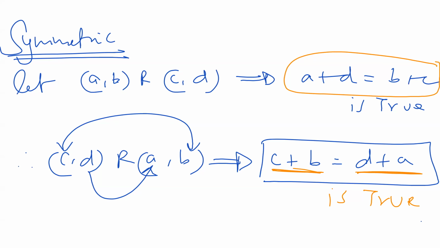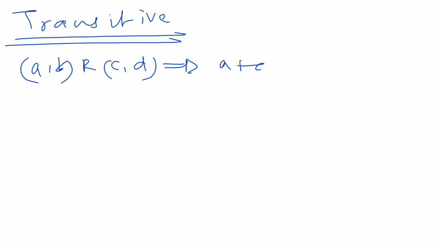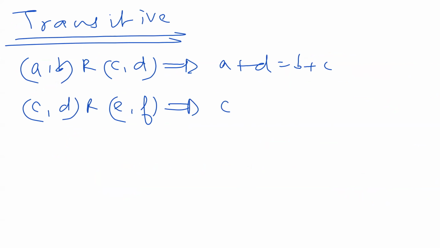Transitive. Okay, we'll check transitivity. A comma B relates to C comma D implies A plus D is equal to B plus C. Now this is true. C comma D relates to E comma F. The first two statements are supposed to be true. So C plus F is equal to D plus E. So these two statements are true.